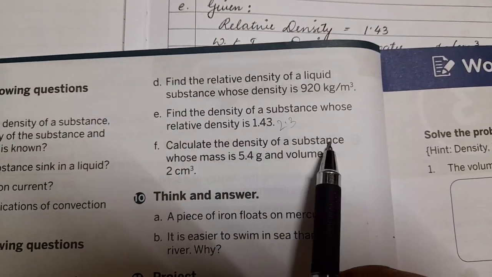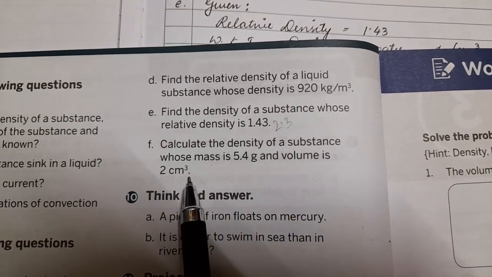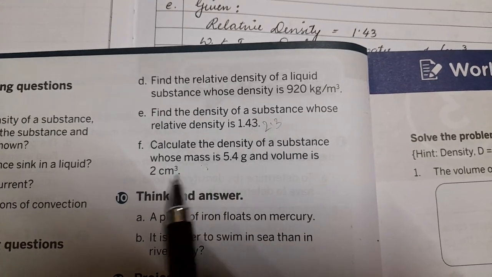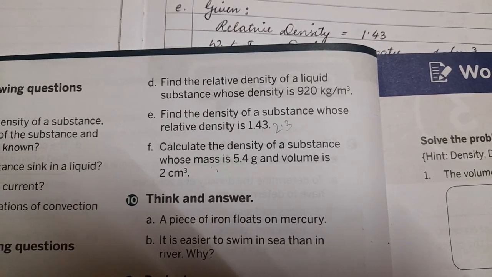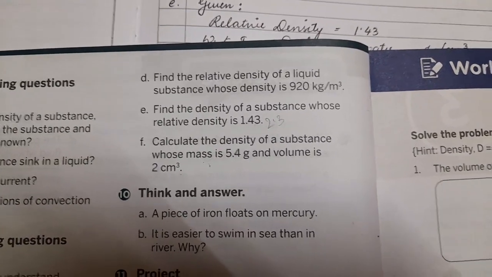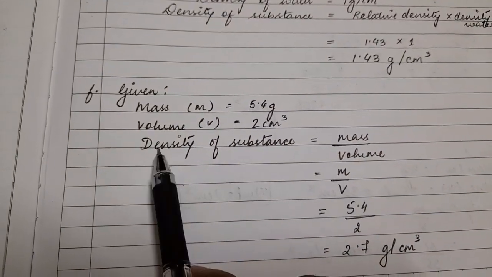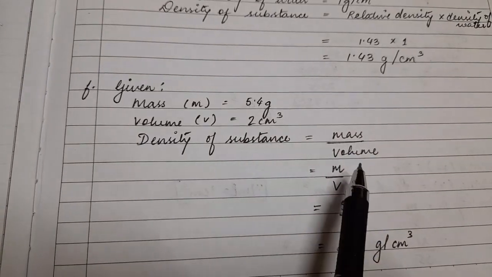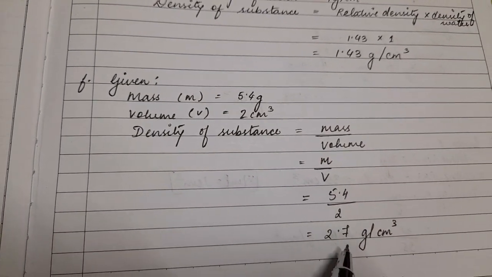Calculate the density of a substance whose mass is 5.4 gram and volume is 2 centimeter cube. Here again, mass is given, volume is given, and you have to find out density. Density is mass by volume. Just substitute the values in the formula and then calculate, and you'll find your answer.